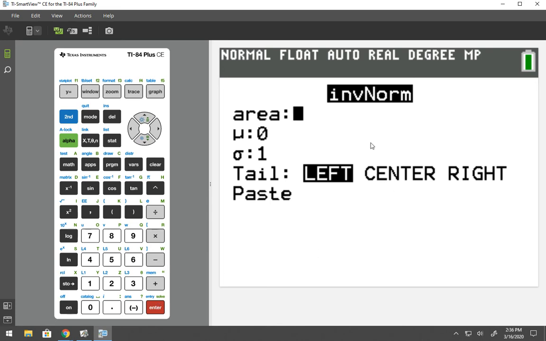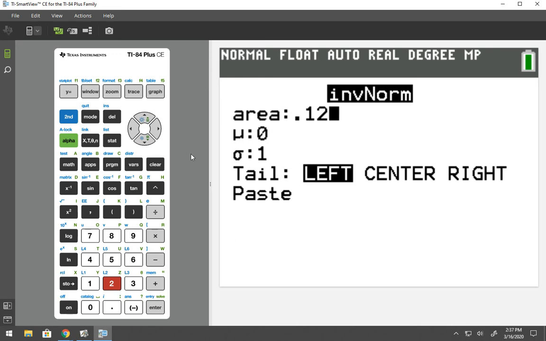If you have an older calculator, it's always area to the left. If you have a newer calculator, well, guess what? Left, center, and right. Nice feature for a new calculator, but if you're on an older calculator, it's always left. So I'm going to put in the area, not 12%, the decimal, which is 0.12.